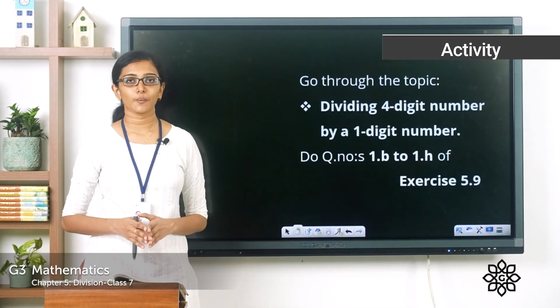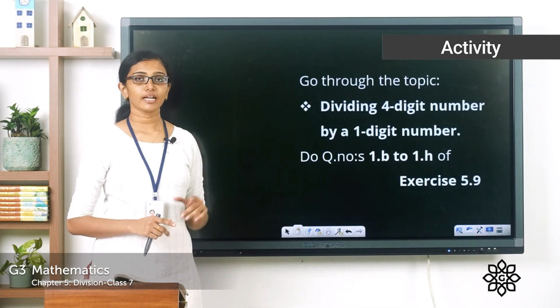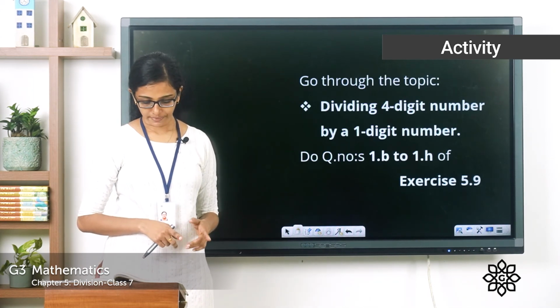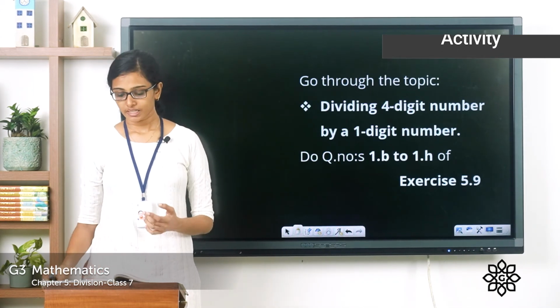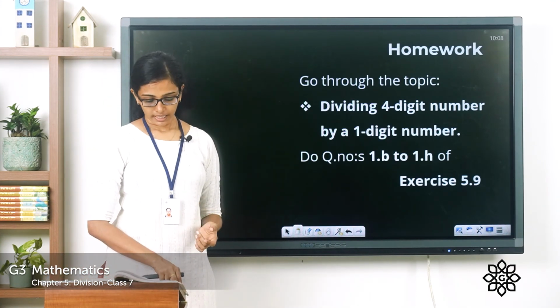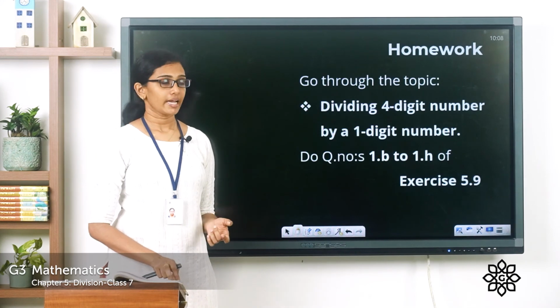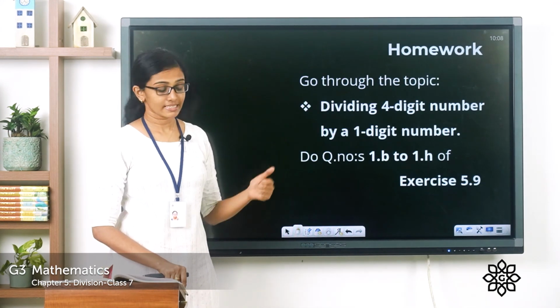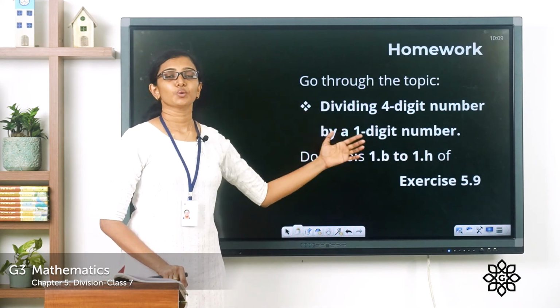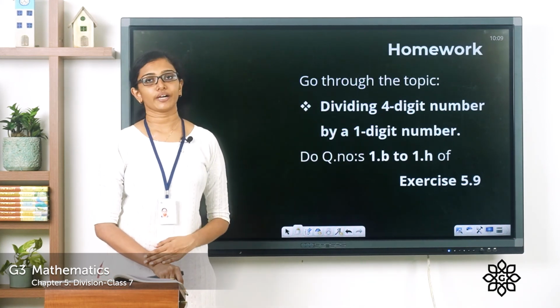You can go through the topic dividing 4-digit number by a 1-digit number once again in your textbook, which is in page number 76 and 77. Then please move on to the exercise 5.9, and that is in page number 78. The first question we have already discussed in the class. You have to complete the questions 1b to 1h from exercise 5.9.